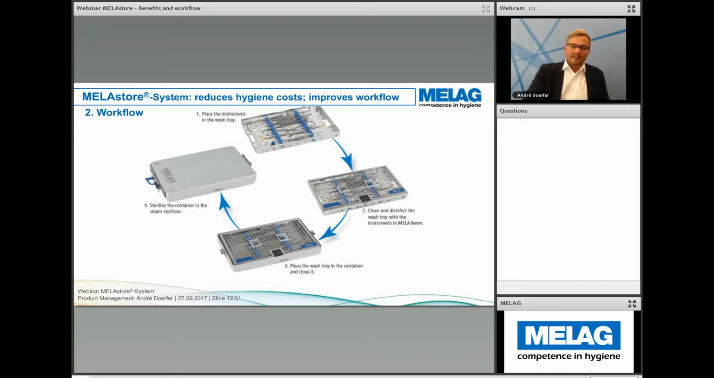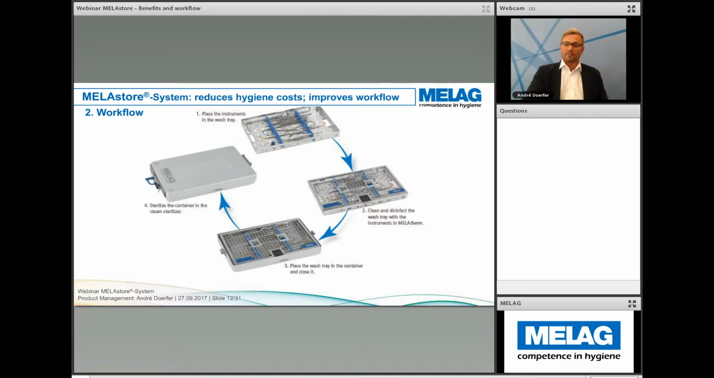All right, here's the workflow again. So we have at first place the instruments. Here we have an optical help. So place the instruments in the wash tray, clean and disinfect them in the MELAtherm. After that, place the MELAstore trays in the MELAstore boxes, and then they go to the sterilizer. So MELAstore optimizes the workflow in only 4 steps.